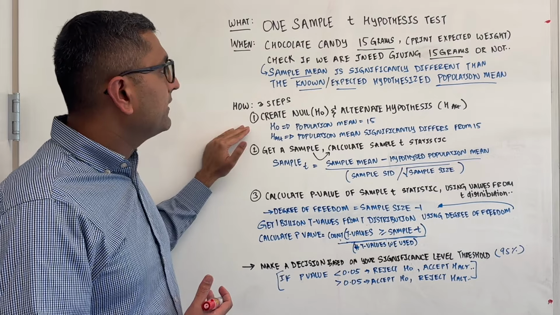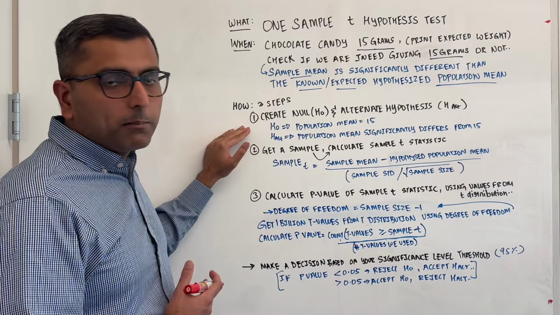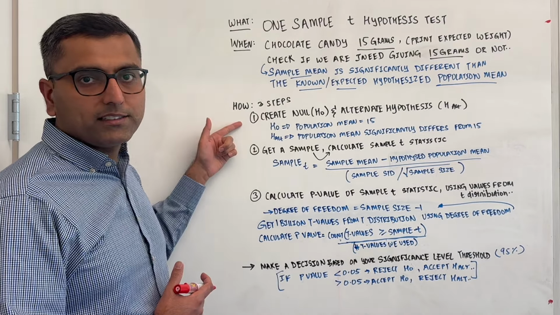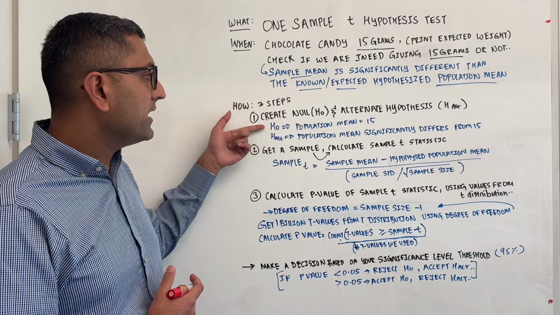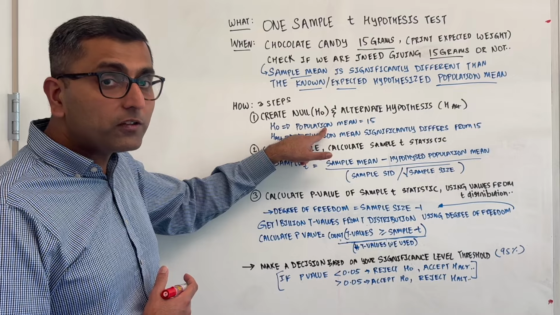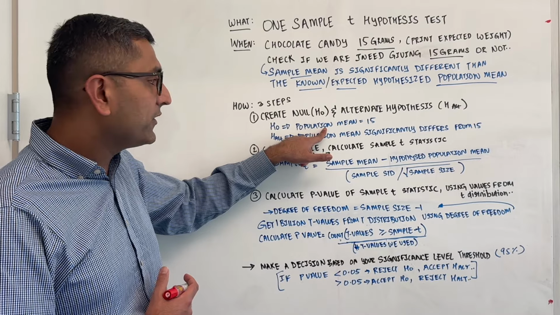So the first step in running a one sample T hypothesis test would be to create a null hypothesis and an alternate hypothesis. A null hypothesis basically says, I expect the population mean, or I expect that my factory is indeed producing 15 grams of chocolate for every chocolate that I ship. So that's your null hypothesis, the status quo. I expect that it's 15 grams, meaning I expect my population mean, or I expect my factory to be actually producing 15 grams. Nothing significantly different than 15 grams.